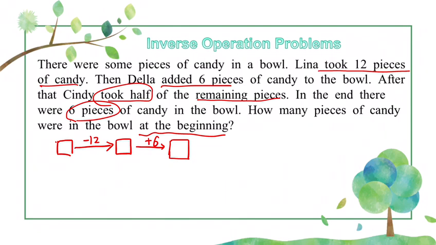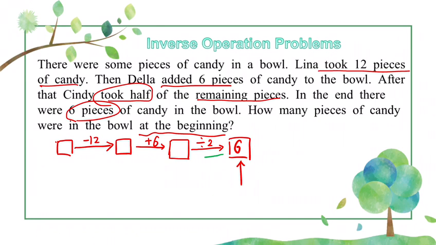And then after that, Cindy took half of the remaining pieces. This is the remaining pieces, right? And one guy took half away, so you divide it by 2. And in the end, there are 6 pieces of candy. So it means in the last square, the number should be 6, right? Now you can just do reverse reasoning. So which number divided by 2 is 6?